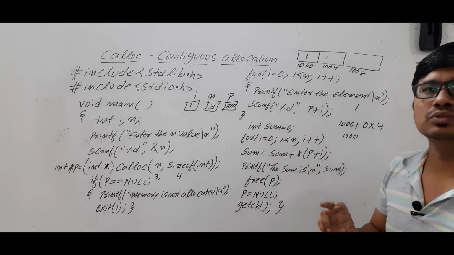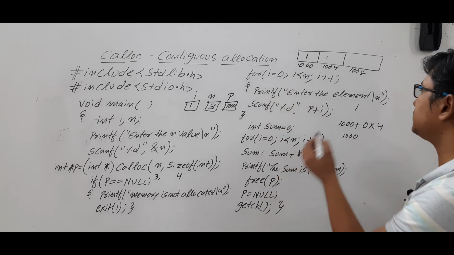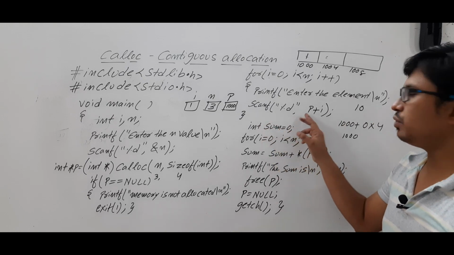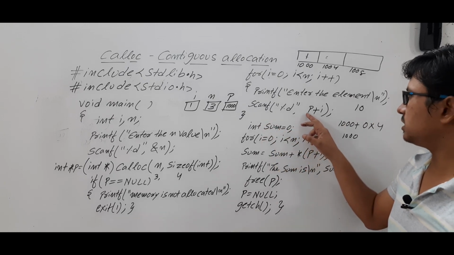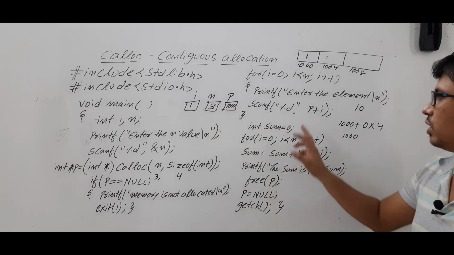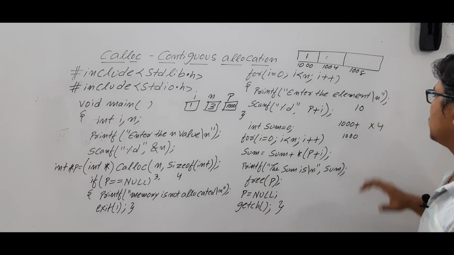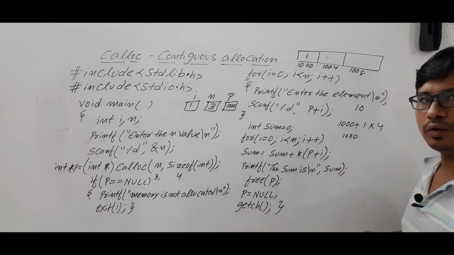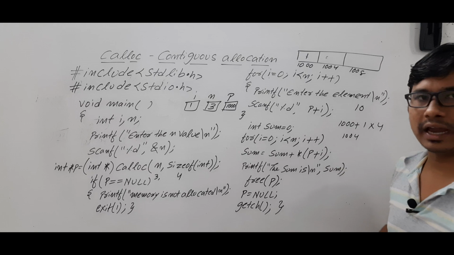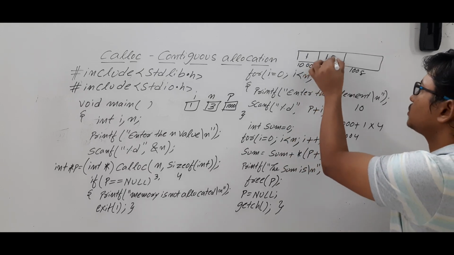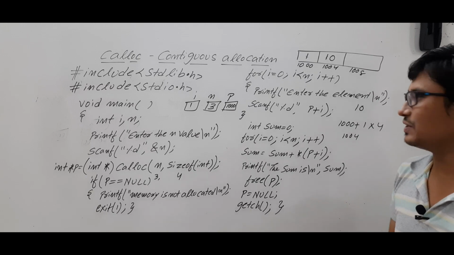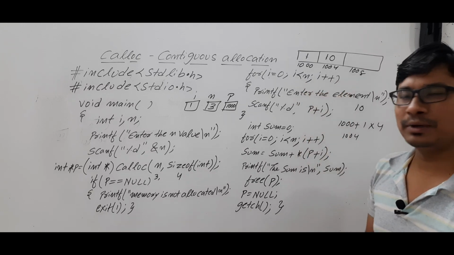Again, you will ask the user to enter the element. Let's take that the user has entered the element as 10 now. That value you want to store in some address location. So that is p plus i. Now look at what is the p value, 1000. What is the i value? 1. So you will do 1 into 4 plus 1000, which will be 1004. In the 1004 address location, you need to store the value 10. Or the compiler will do it, you will not store it. Then you will increment the i value.